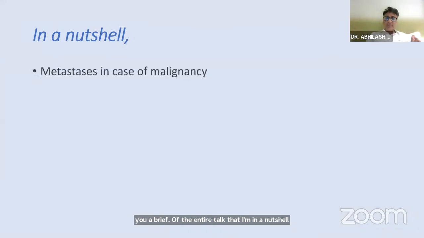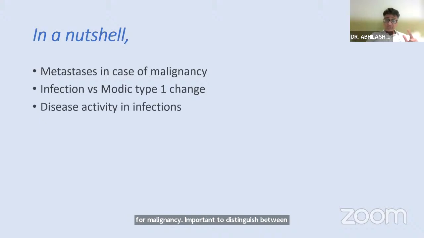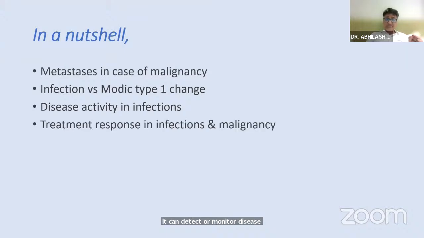that I have in a nutshell. A PET CT is useful in detecting metastasis for malignancy. Important to distinguish between infection and Modic type 1 changes. It can detect or monitor disease activity in infections, and can help us know whether infection and malignancy are responding to the treatment that we have instituted.